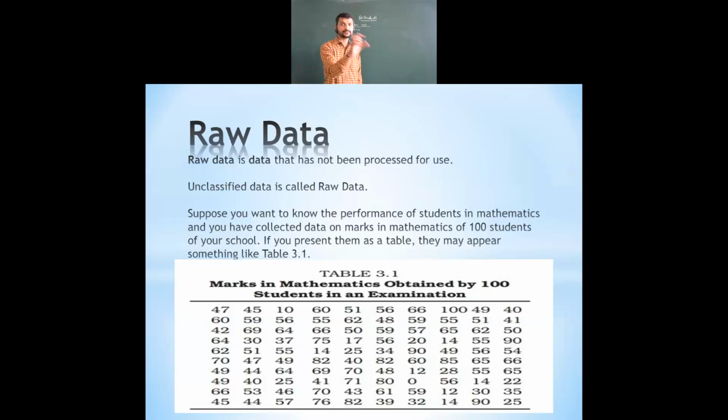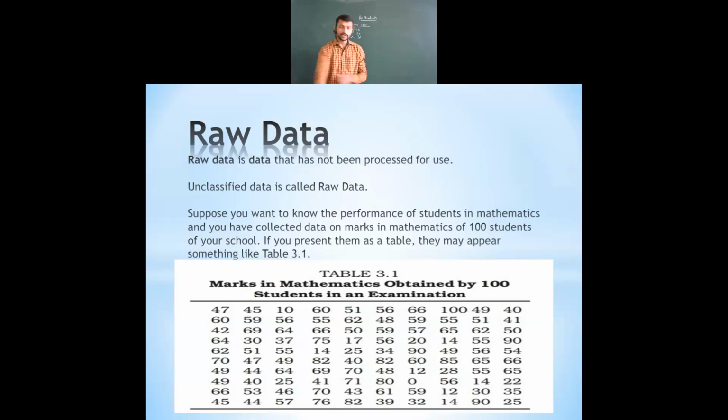Remember this lowest value and highest value. Why? Because we are going to use it further in the classification. Lowest value and highest value. Lowest value is 0 and highest value is 100.